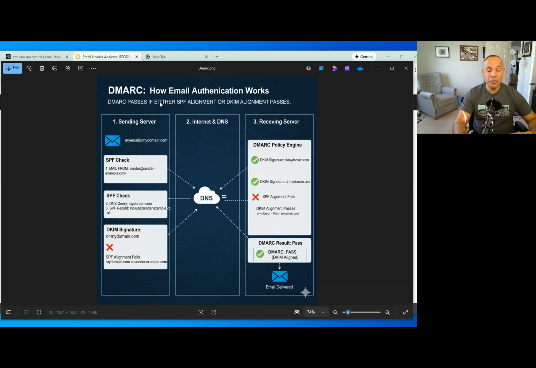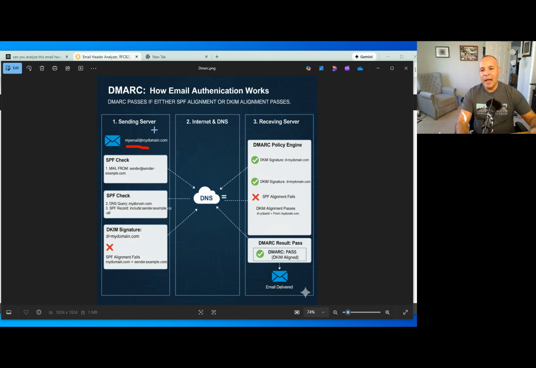Let's talk about the different levels of email authentication and what you can do as a security professional or network administrator to protect your domain from being spoofed, at least protected to the best of your abilities. So let's go over what I have here. I have a sending server and we have the original email address, which is my email at mydomain.com, right?